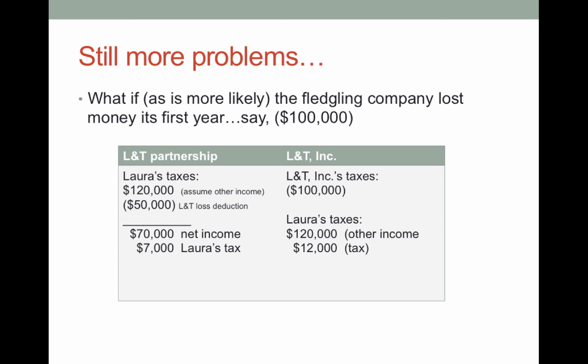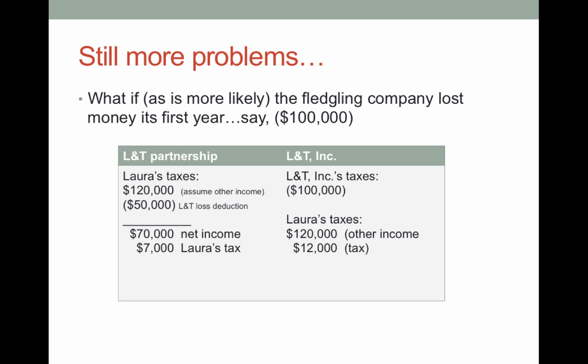On the other hand, if L&T Inc. lost $100,000, then L&T Inc. lost the money. There's nothing a private individual can do with that deduction. At least there's nothing Laura or Teresa can do with the deduction because they didn't personally lose any money. The corporation did. So, since she can't deduct the corporate losses from her personal income, her full income between her and her husband's income of $120,000 is that they'll pay $12,000 in tax. So, would you rather pay $7,000 or $12,000 in taxes?